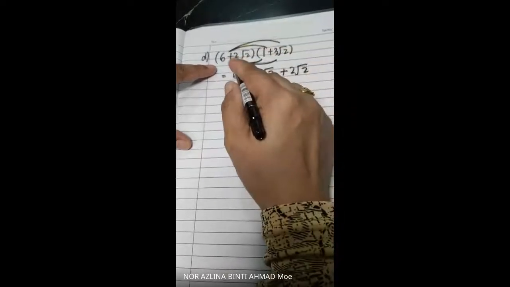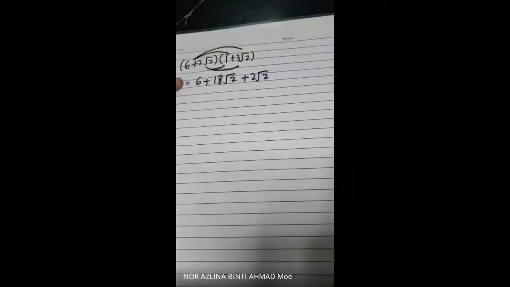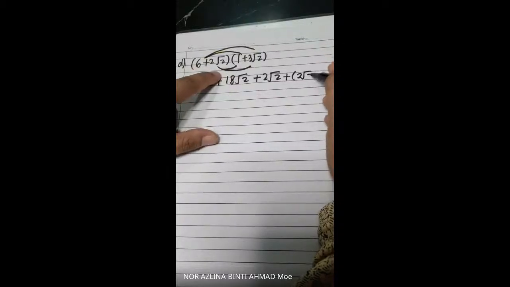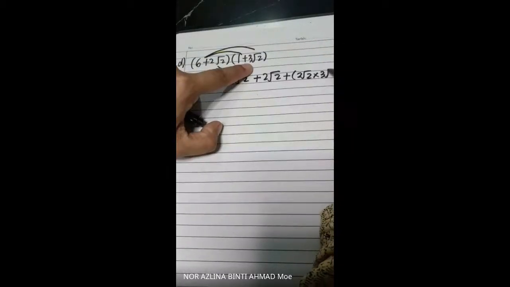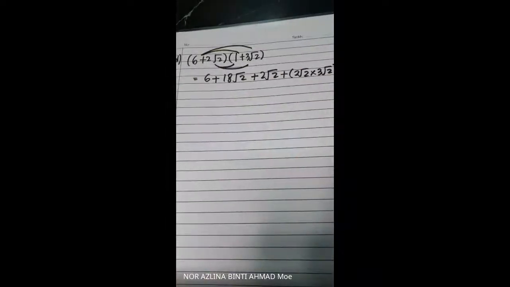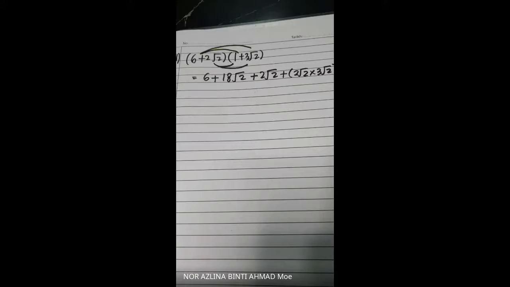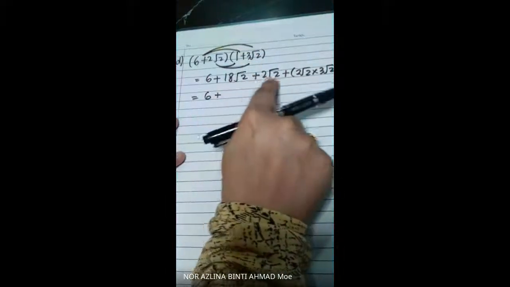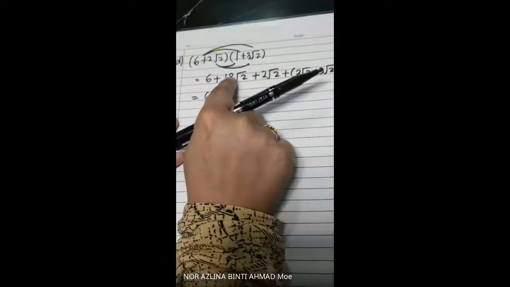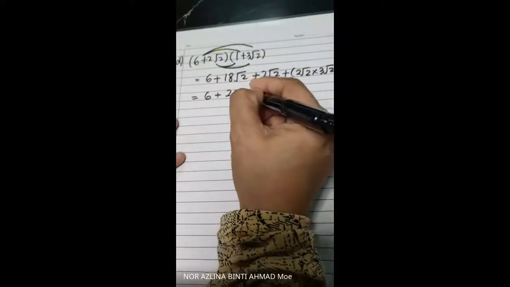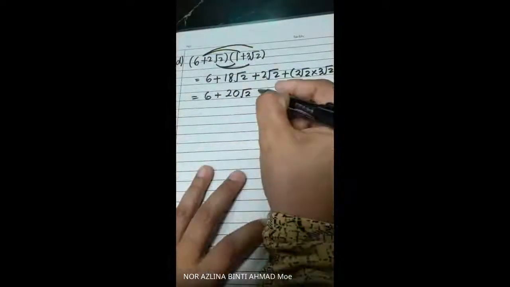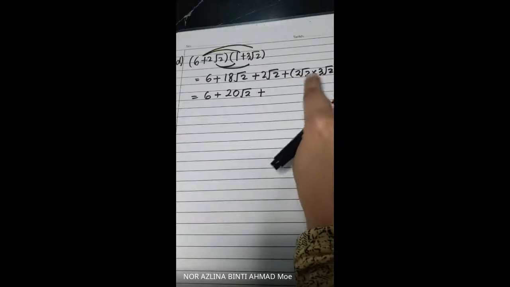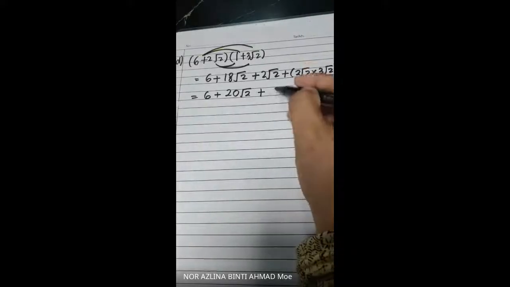And here, 2 square root 2, this is plus. Okay, plus. I don't want to confuse you because there are many terms. 2 square root 2 multiply 3 square root 2. Write that one first. Okay, next. 6 plus, this is the same root, square root 2 square root 2. So 18 plus 2 is 20 square root 2. And now plus 2 times 3. You multiply the number first. 2 times 3, 6.